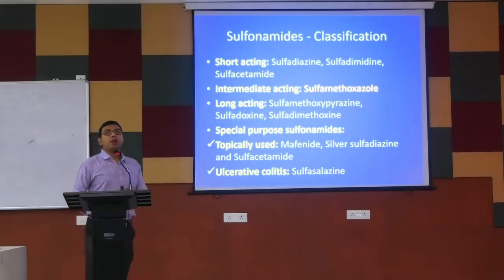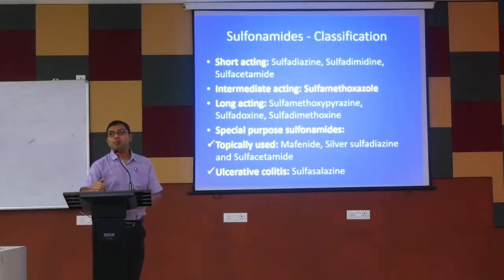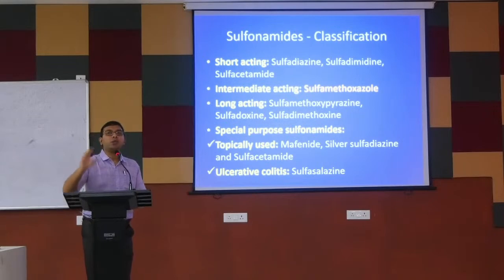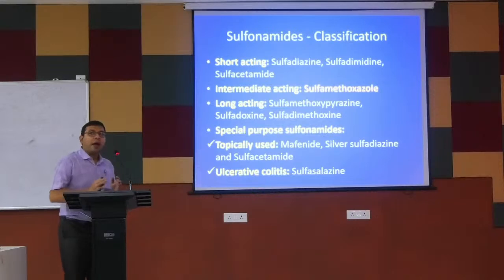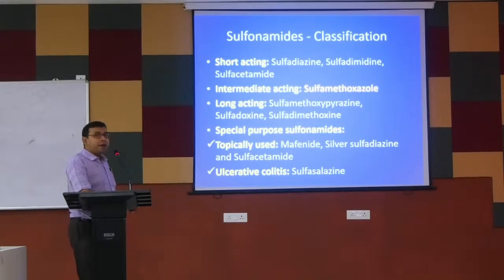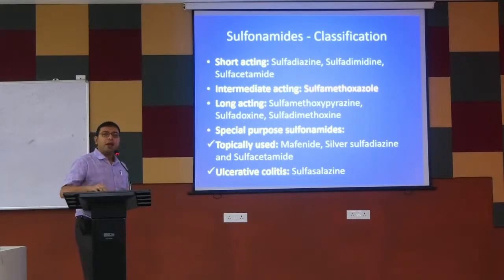So this is the classification of the sulfonamides. Mostly they can be classified according to their duration of action. Short acting examples are sulfadiazine and sulfacetamide. There are intermediate acting sulfonamides like sulfamethoxazole. Long acting sulfonamides are there like sulfamethoxypyrazine, sulfadoxine, and sulfadimethoxine. Basically these are different derivatives made by changing the groups in the sulfonamide ring.